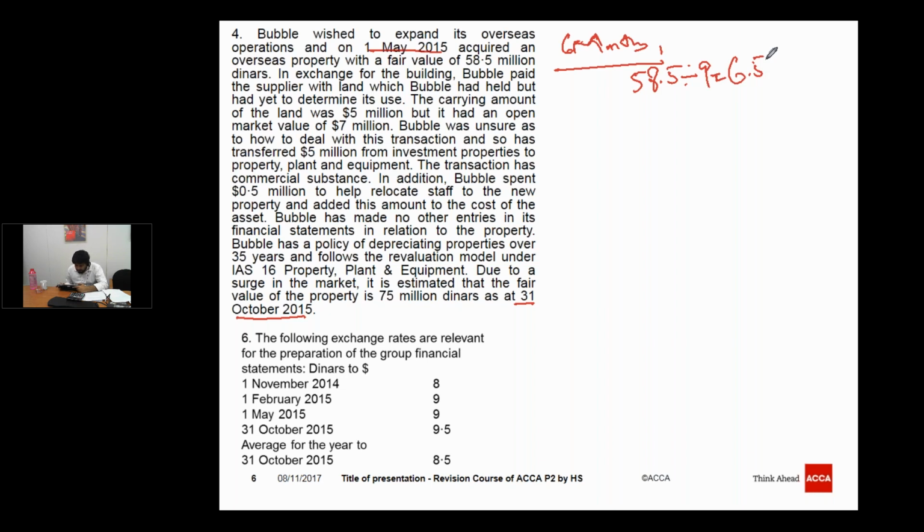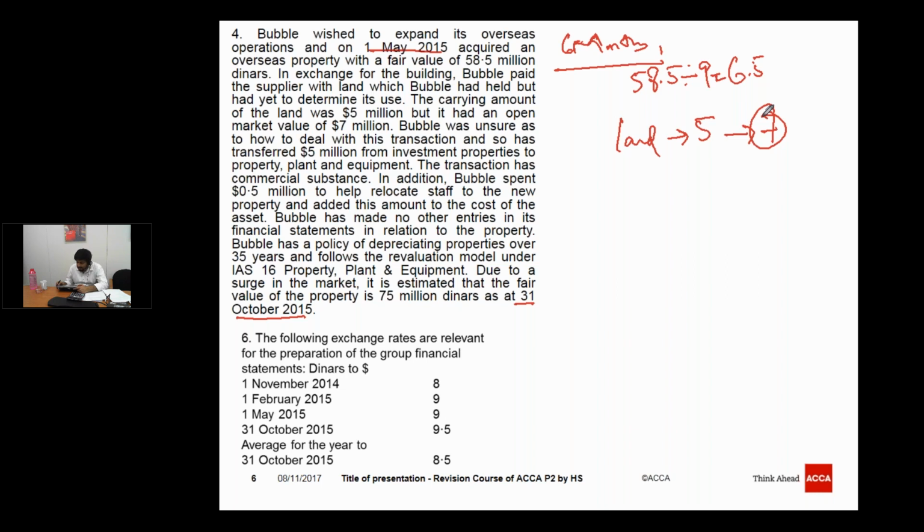Bubble paid the supplier with the land which Bubble had held but had not yet determined its use. The carrying amount of the land was 5 million, but it had an open market value of 7 million. So we have purchased an overseas property in exchange for a land. The land which we used for the exchange has a carrying amount of 5 million and a market value of 7 million. So according to IAS 16, the transaction has a commercial substance.